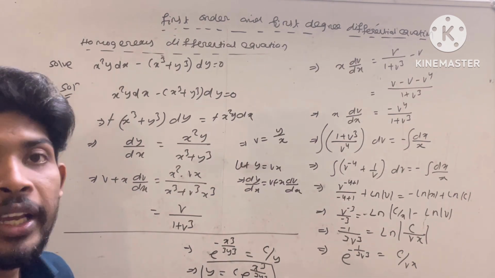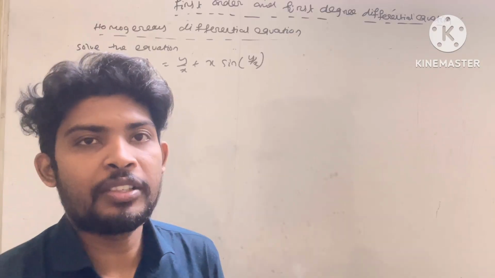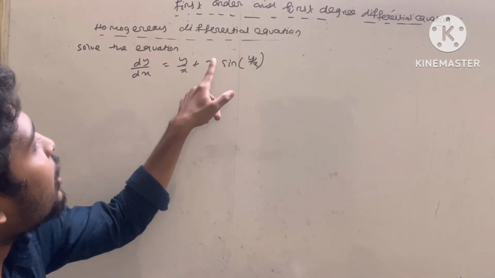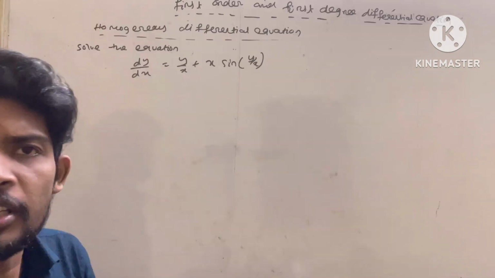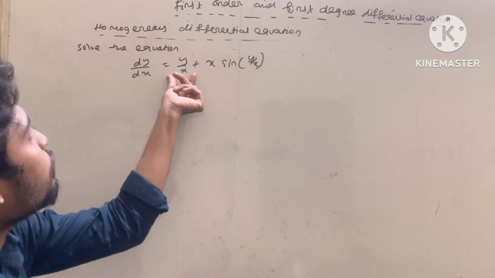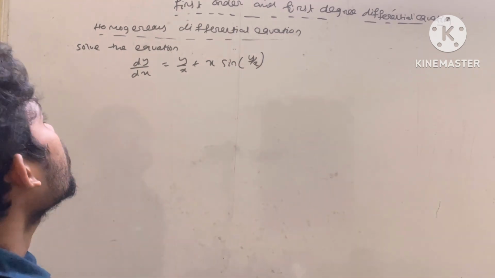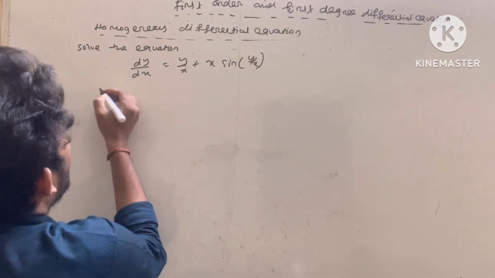Okay. Now take another example. Friends, look at the problem. dy by dx equal to y by x plus sine of y by x. Here the degree is 1. Look at here, this function has degree 1 and this is also a function of degree 1. So now you have to simply solve this equation.